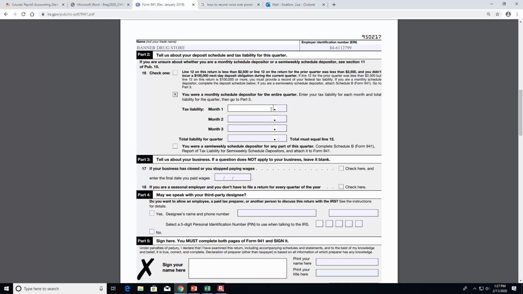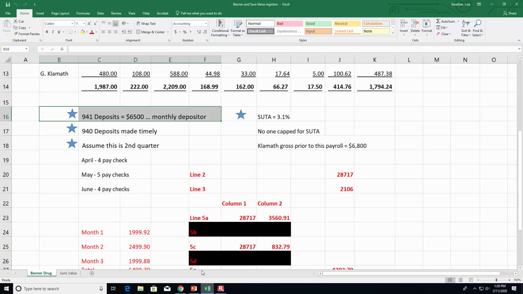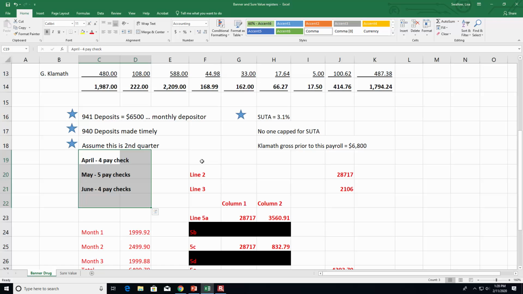So tax liability for month 1. Where am I going to get that? Can I just take the amount and divide by 3? Why not? Then they've been cutting fewer paychecks. What does that say? In the first month, they cut payroll 4 times. In the second month, they cut it 5 times. In the third month, they cut it 4 times. How are you going to figure out how much they owed for one payroll?